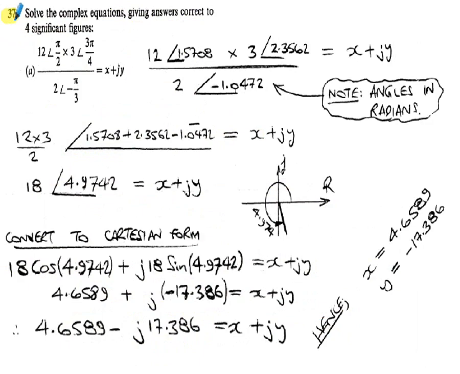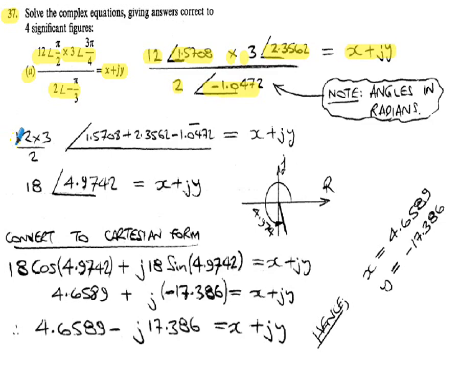For reference, here's the solution to question 37 part A. We were given 12 argument pi upon 2 multiplied by 3 argument 3 pi upon 4, all divided by 2 argument minus pi upon 3. We have to work out the left hand side and equate it to the right in the Cartesian form x plus jy. So given the information in the question, I get 12 argument 1.5708, I'm using the decimal fractions here, multiplied by 3 argument 2.3562, and that's all divided by 2 argument negative 1.0472, equated to x plus jy.